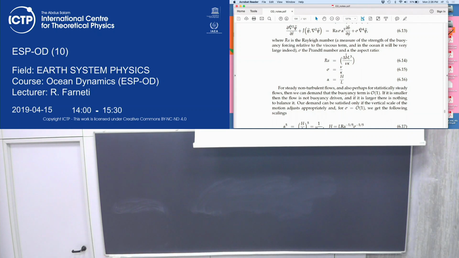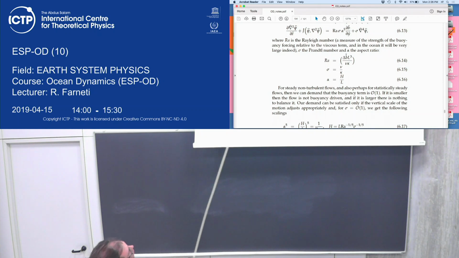Ra is the Rayleigh number that I'm sure you remember from fluid dynamics, which measures the strength of the buoyancy term against the diffusivity term. So if the Rayleigh number is very large, it is buoyancy driven. If the Rayleigh number is very small, diffusion wins against the buoyancy force.